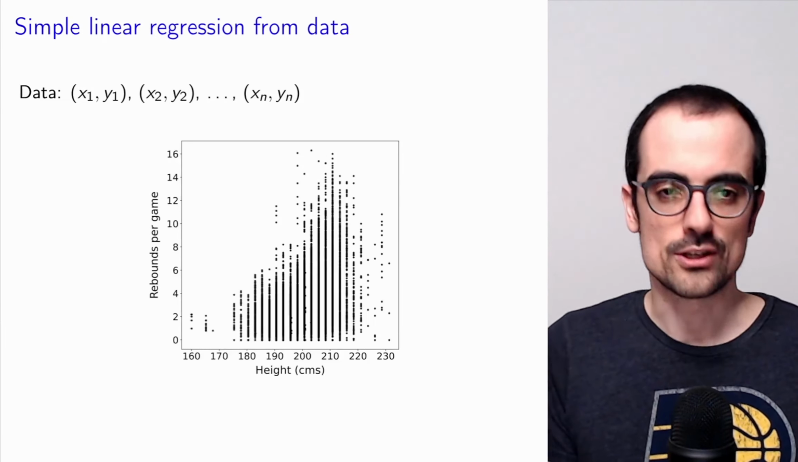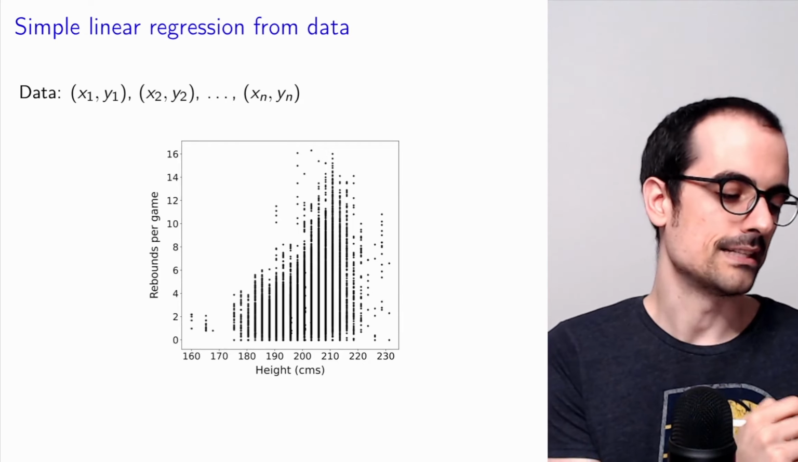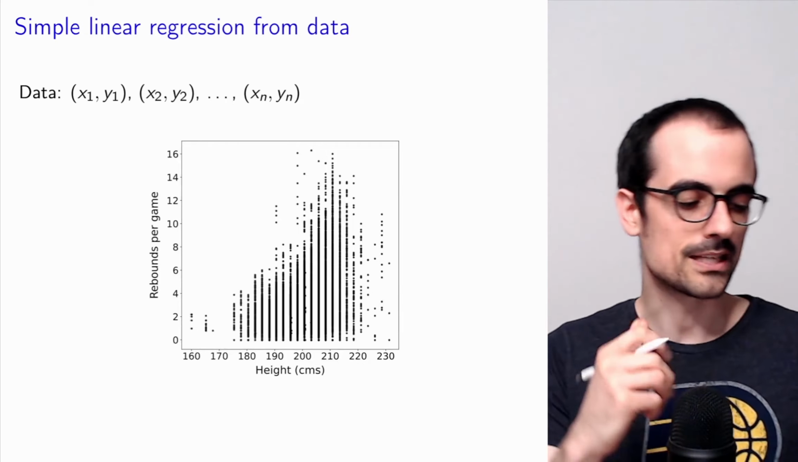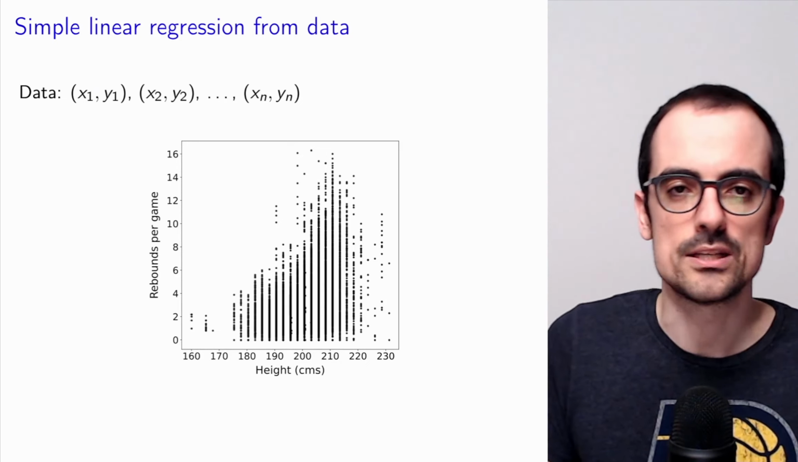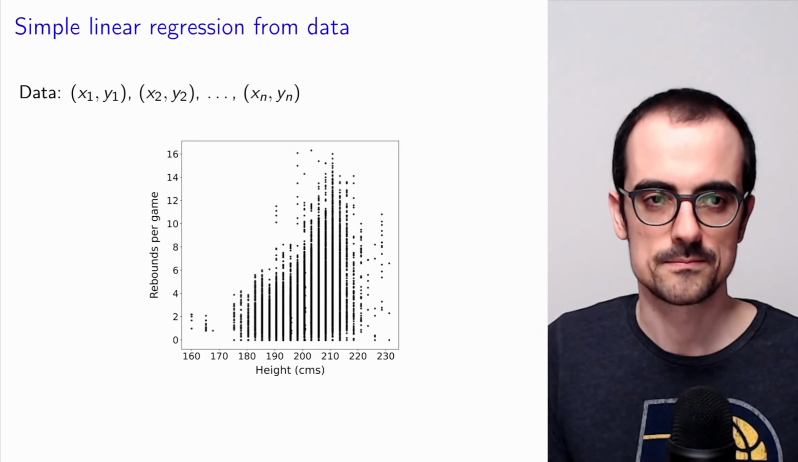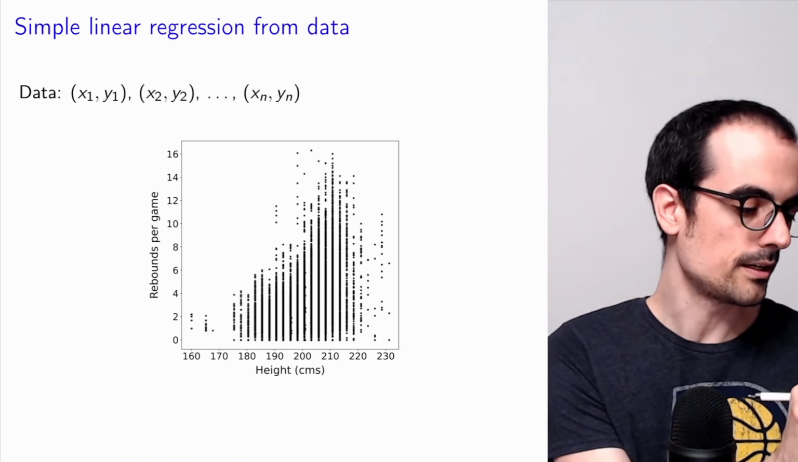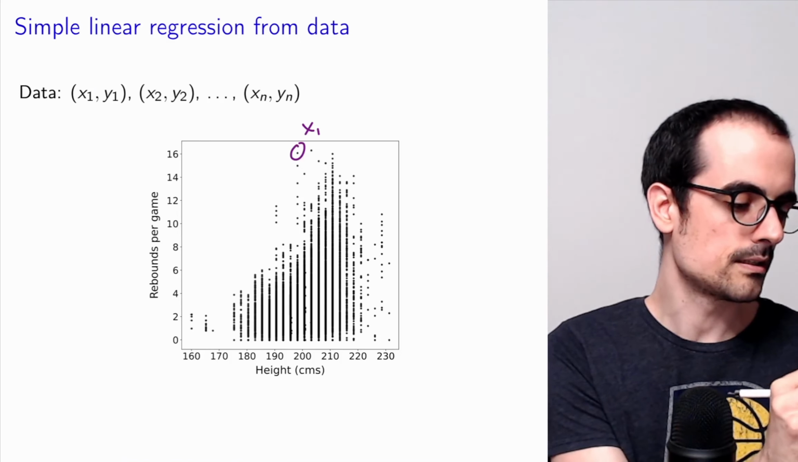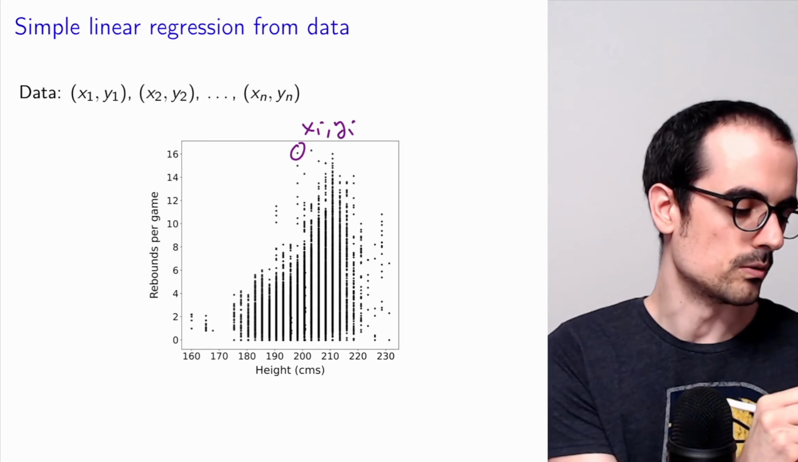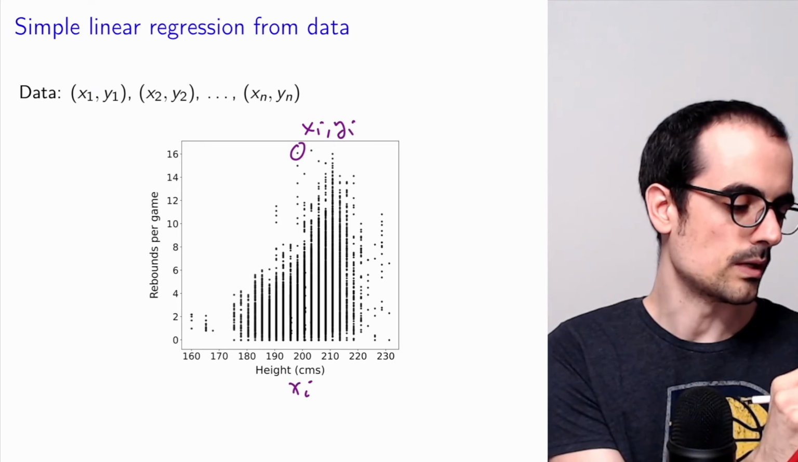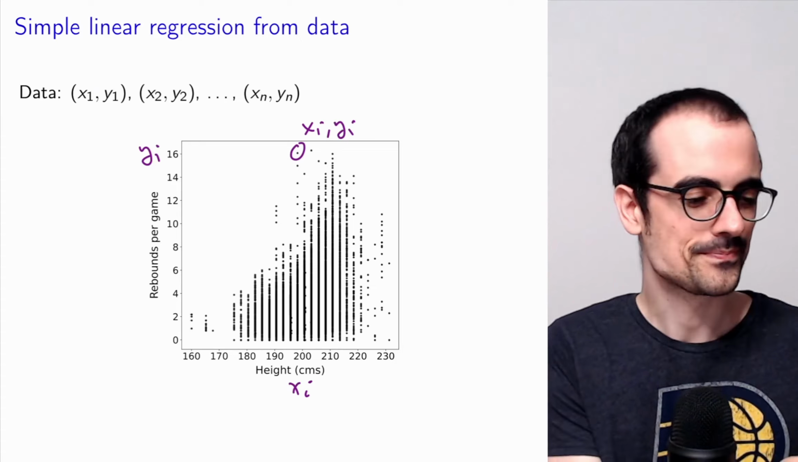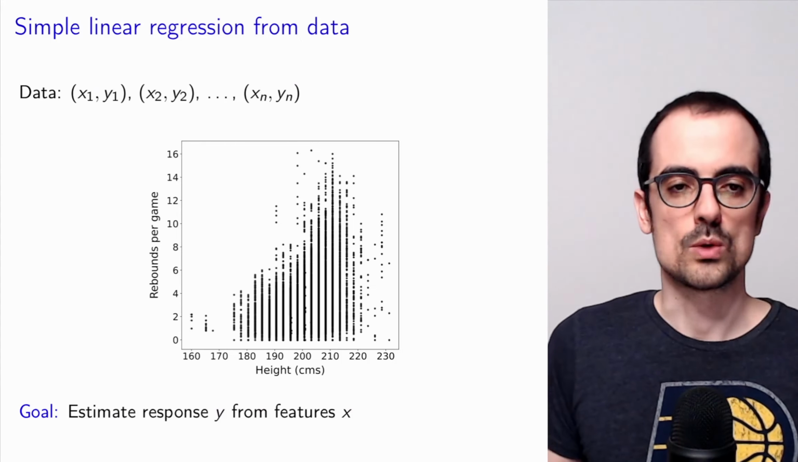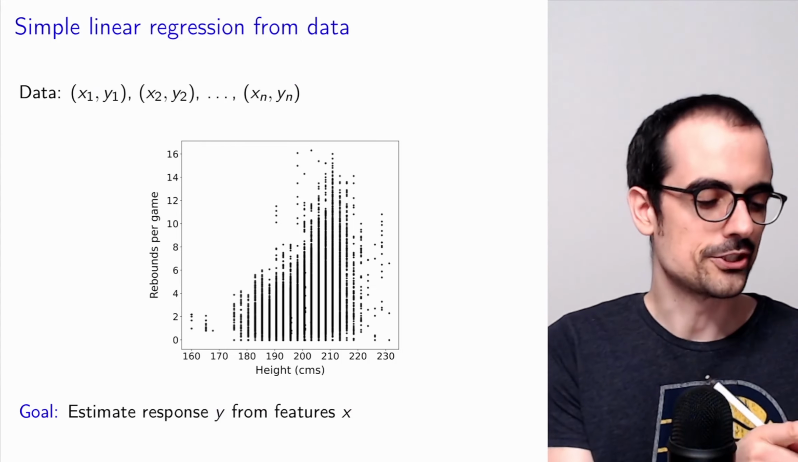Just to visualize what I'm talking about, here I have a data set where we have rebounds per game associated to the height of basketball players. What if we want to estimate the rebounds based on the height? Each point here is (xi, yi). So xi is here and yi is here. Just so that you visualize what we're talking about. We want to estimate the response y from the feature x.